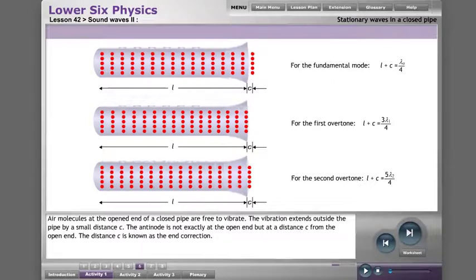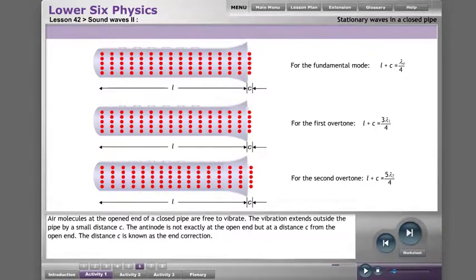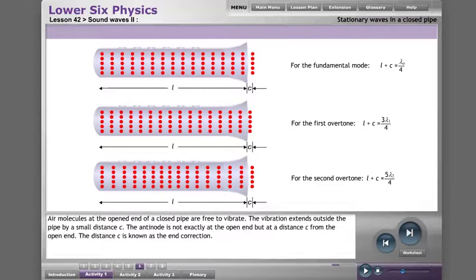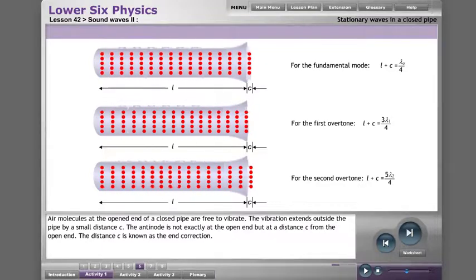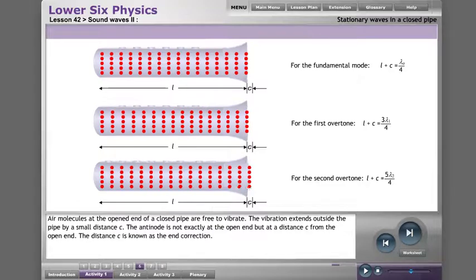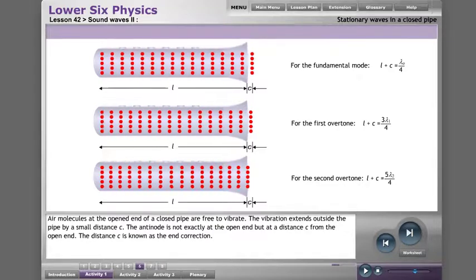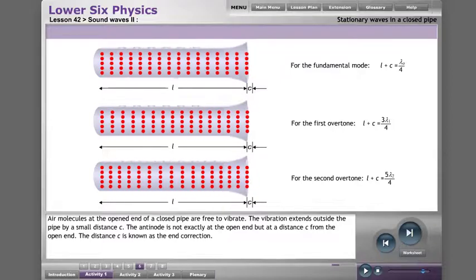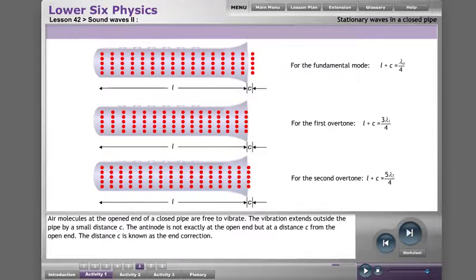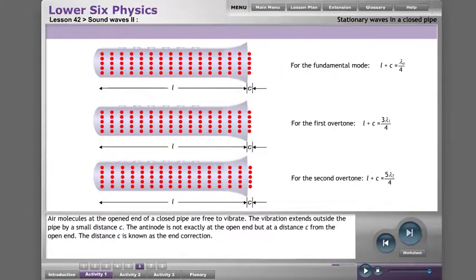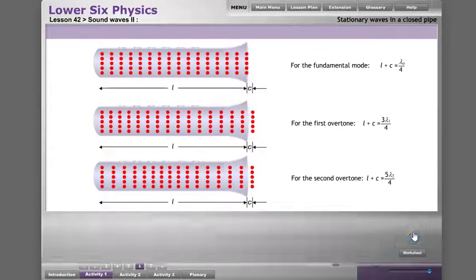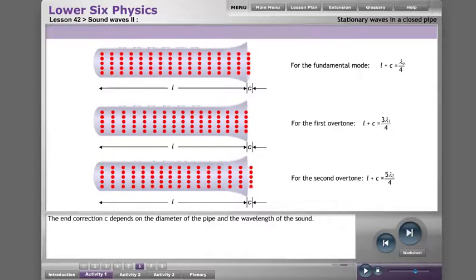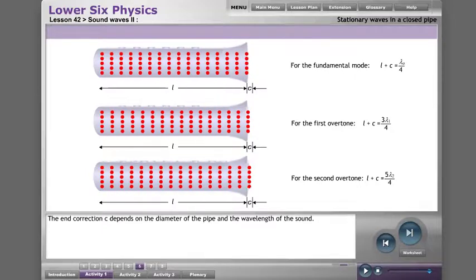Air molecules at the open end of a closed pipe are free to vibrate. The vibration extends outside the pipe by a small distance c. The antinode is not exactly at the open end, but at a distance c from the open end. The distance c is known as the end correction. The end correction c depends on the diameter of the pipe and the wavelength of the sound.